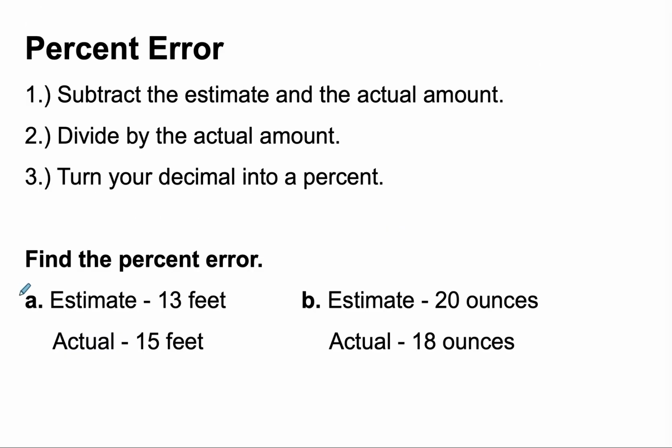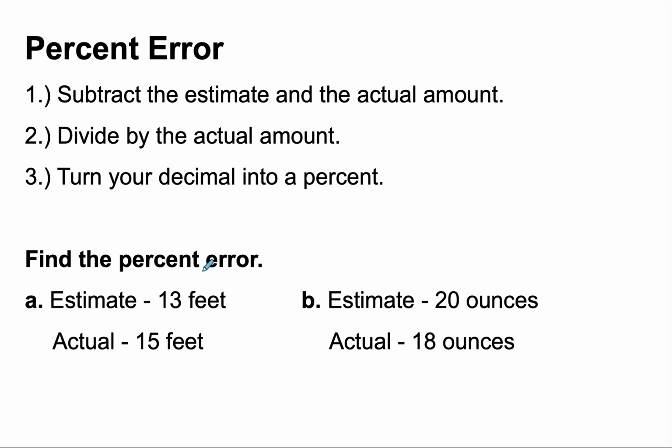All right, percent error. So for percent error, we subtract the estimate and the actual amount. We divide by the actual amount, and then we turn our decimal into a percent. So let's go ahead and find the percent error.